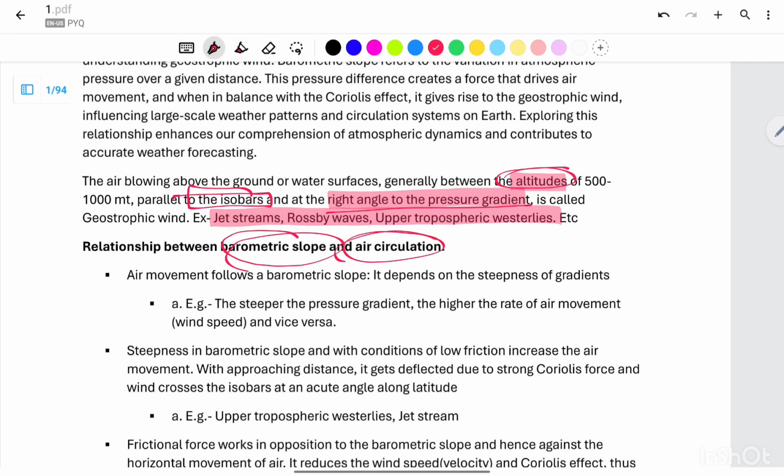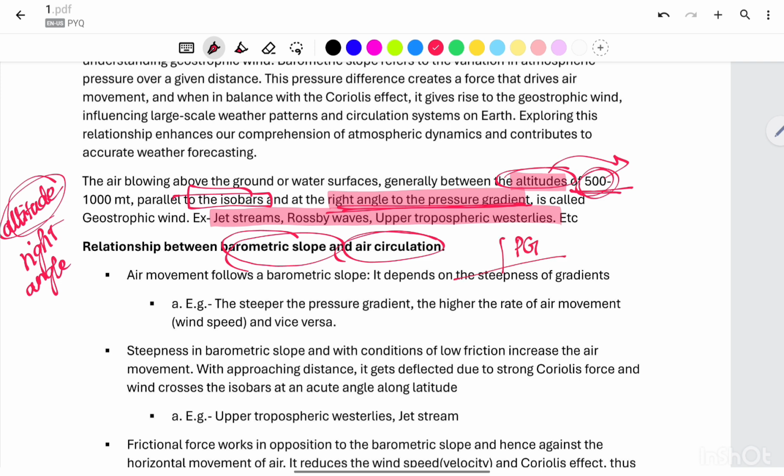A perfect definition of geostrophic wind: two things are required for it. Altitude is part of the definition, and then we have the right angle. The altitude is going to be 500 to 1000 meters and they are at right angle to the pressure gradient. These are called a geostrophic wind.